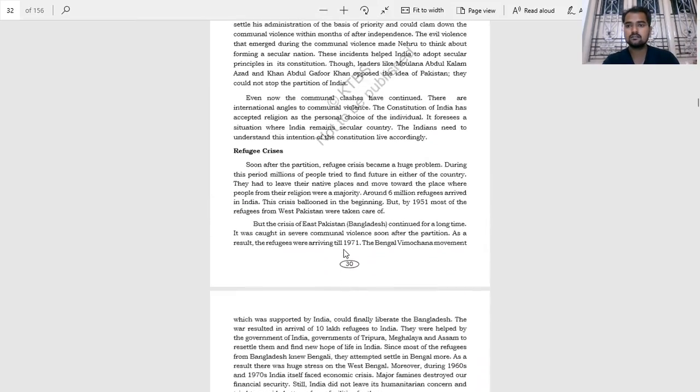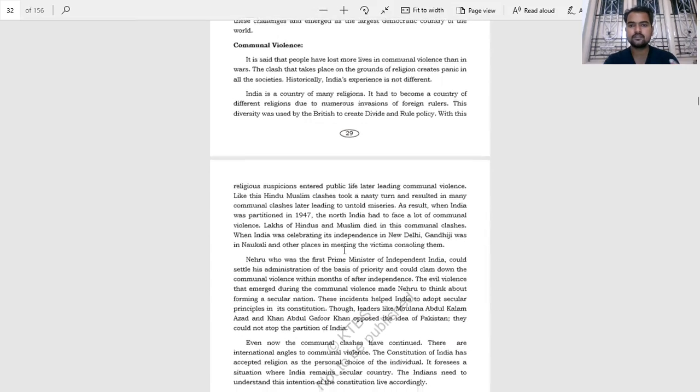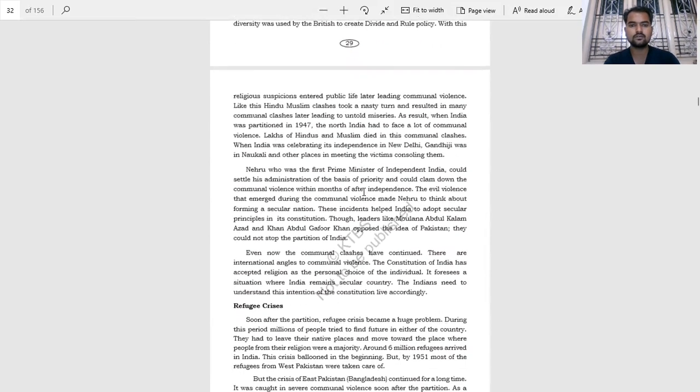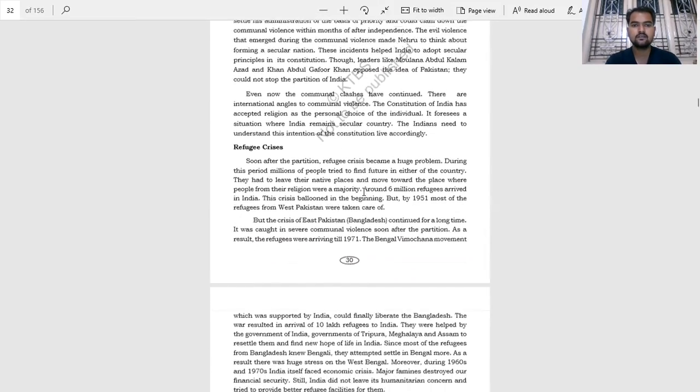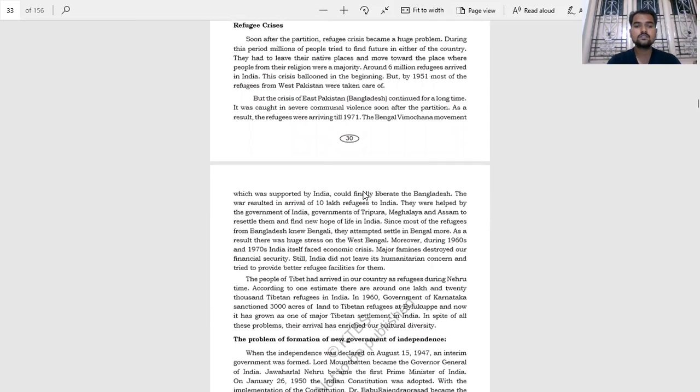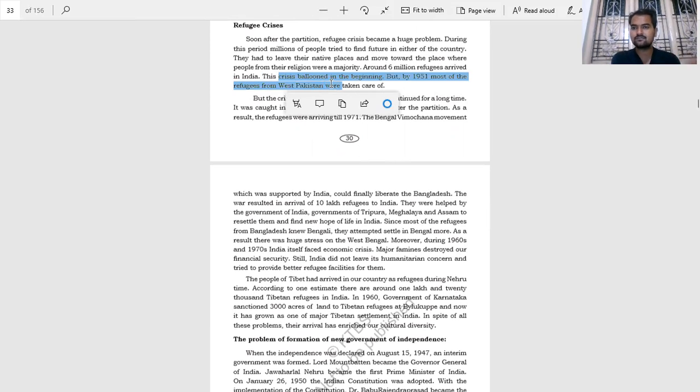So the communal violence happened between Hindus and Muslims, due to the divide and rule policy of the British. And as I told you, how many losses to the people happened. Then the next issue is the refugee crisis. The refugee crisis was also a major issue which India faced. A number of refugees came from Pakistan and entered India. I talked about West Pakistan. Present-day Pakistan is West Pakistan, and East Pakistan is present-day Bangladesh.